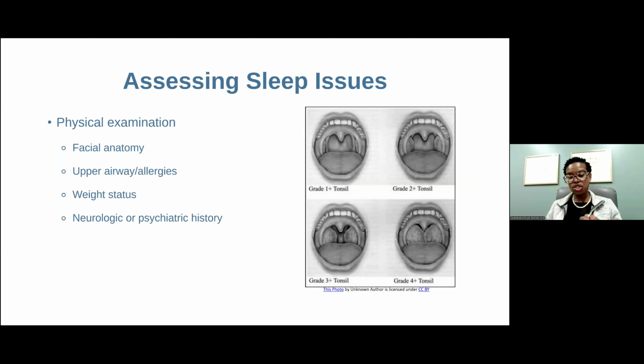Of course, I usually want to do a physical exam, look at the upper airway. Are there big tonsils? Are there small tonsils? Are there kissing tonsils, as you can see in this picture? Are there any symptoms or signs of allergies? Is your child on the heavier side? Because weight can actually impact sleep and cause increased risk of sleep apnea. Are there any neurological factors? Do they have very low tone? Do they have any mental health issues? We take all these into consideration to figure out what's going on.